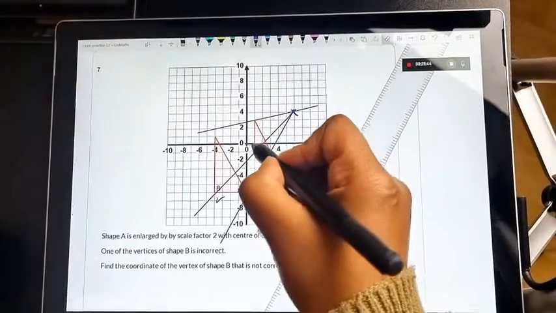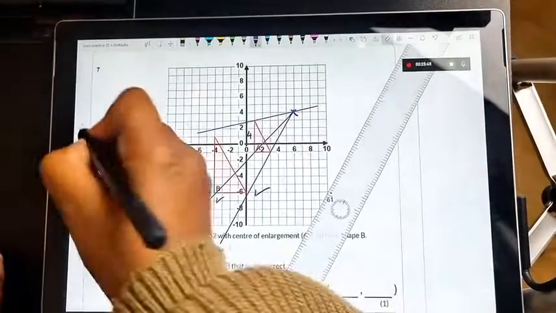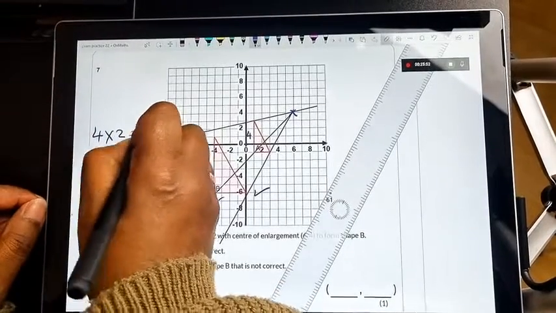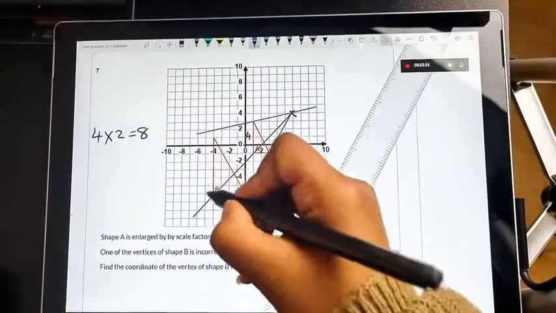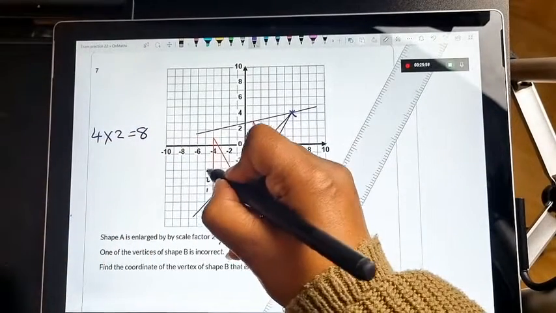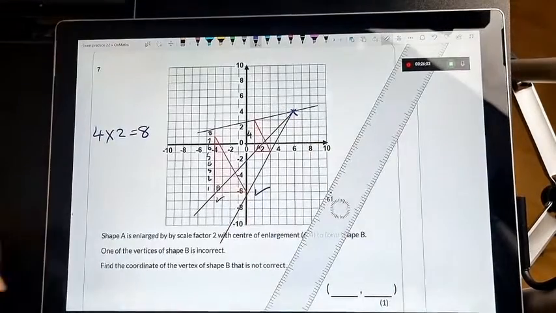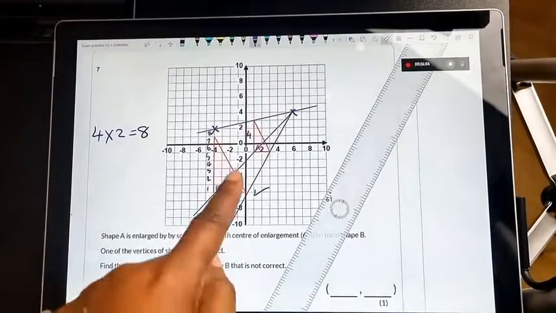So we have 1, 2, 3, 4. So on this side is 4. So it should be 4 times by 2, which is equal to 8. So this length here should be 8. Let's check that. So 1, 2, 3, 4, 5, 6, 7, 8. It's not. So that means the coordinate should sit on that line there.